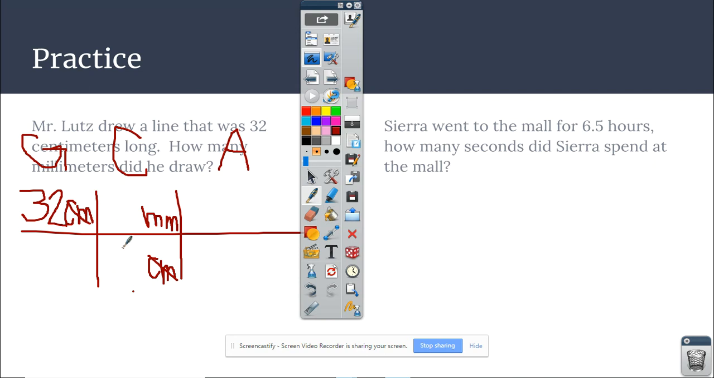Now, how many millimeters are in 1 centimeter? Well, in 1 centimeter, remember this is our conversion. This is not where the information goes from the problem. The information from the problem goes here with the given. We have 10 millimeters in 1 centimeter. Okay, so now we just multiply. It's like we're multiplying fractions. We multiply straight across, and 32 times 10 is 320.